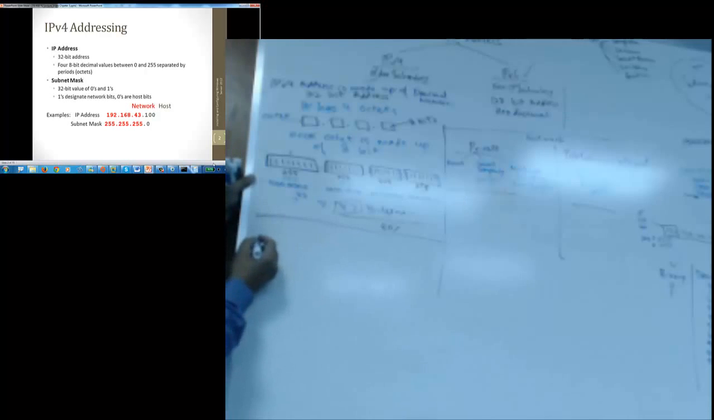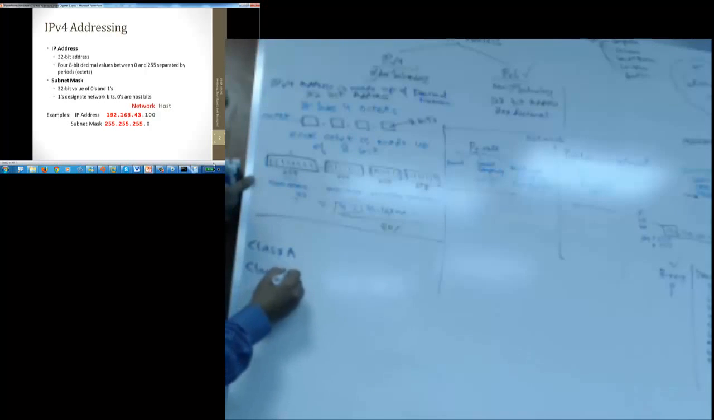IP addresses are divided into 5 classes. Here they call it class A IP address, class B IP address, class C IP address, and class D and E.